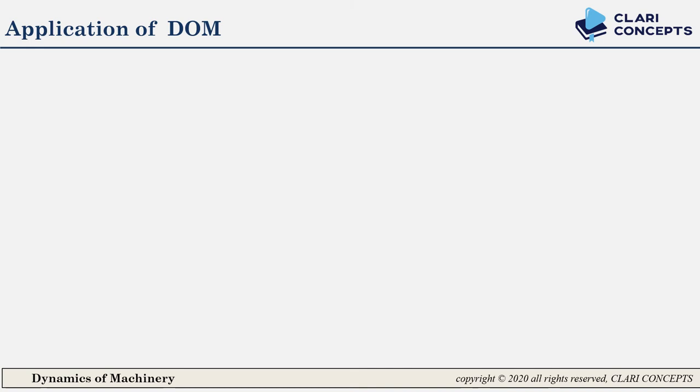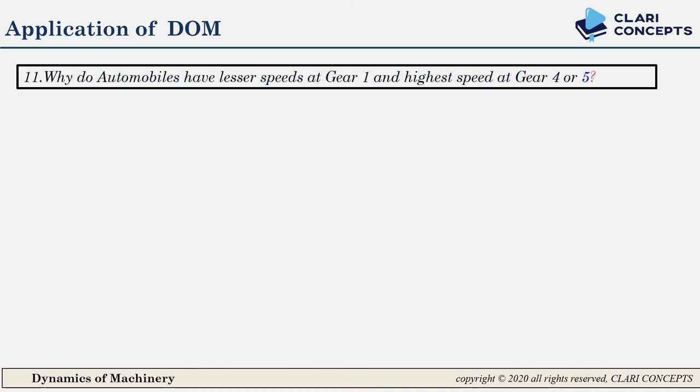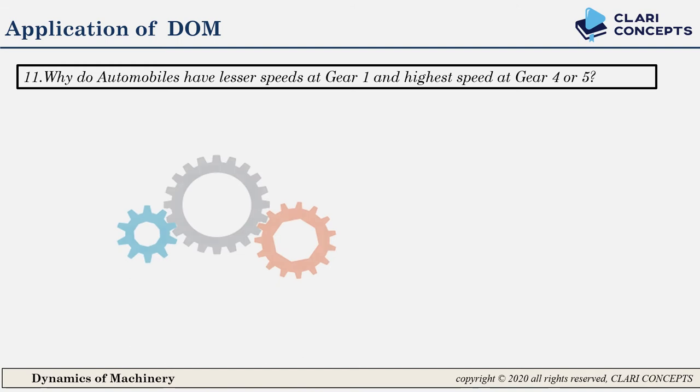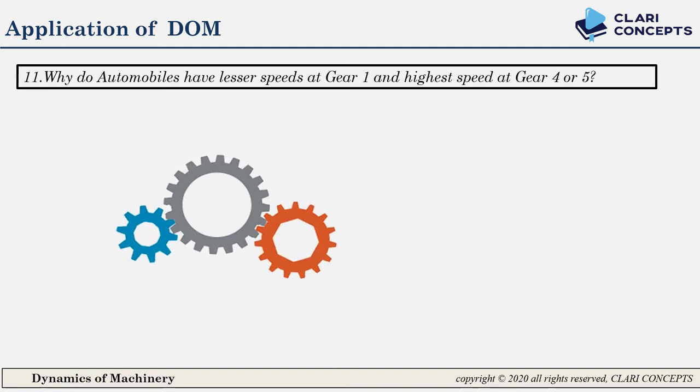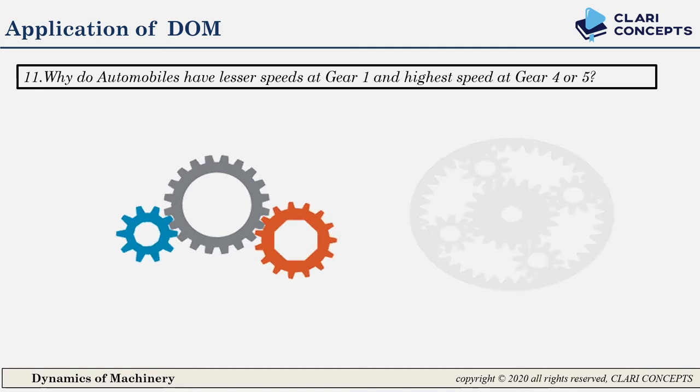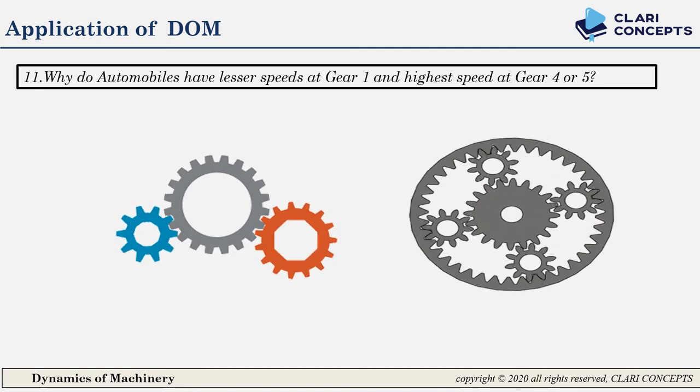Move to the next question. Why do automobiles have a lesser speed at gear 1 and a higher speed at gears 4 and 5? We can correlate this with our body, like we eat food and it gives us energy. Same thing, at the time of starting, a car requires more torque and power, and as the speed increases, at that time we require less power and less fuel consumption. For less fuel consumption and less power, we drive at gears 4 and 5, and for the starting we require more power, so we drive at gear 1. With the help of motion and force, which is a part of dynamics, we can easily calculate torque or power.